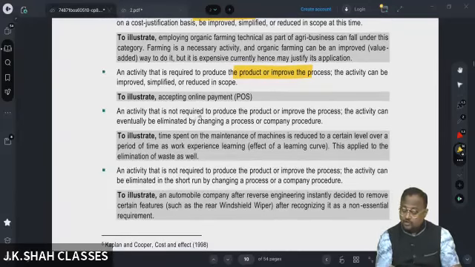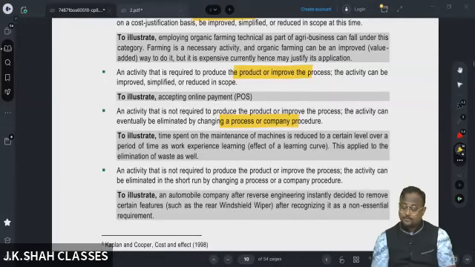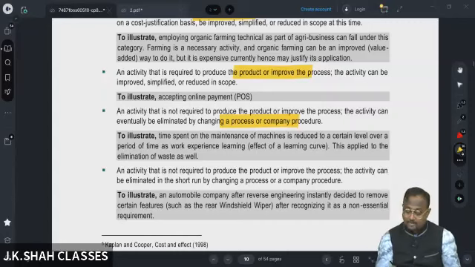An activity that is not required to produce the product or improve the process, and the activity that can eventually be eliminated by changing process. This is non-value added activity. As I told you, instead of inspection after every batch, I will do inspection after 3 batches, and my work will still get done. An activity which is not required to produce the product or improve, but activity which can be eliminated in the short run by changing the process.